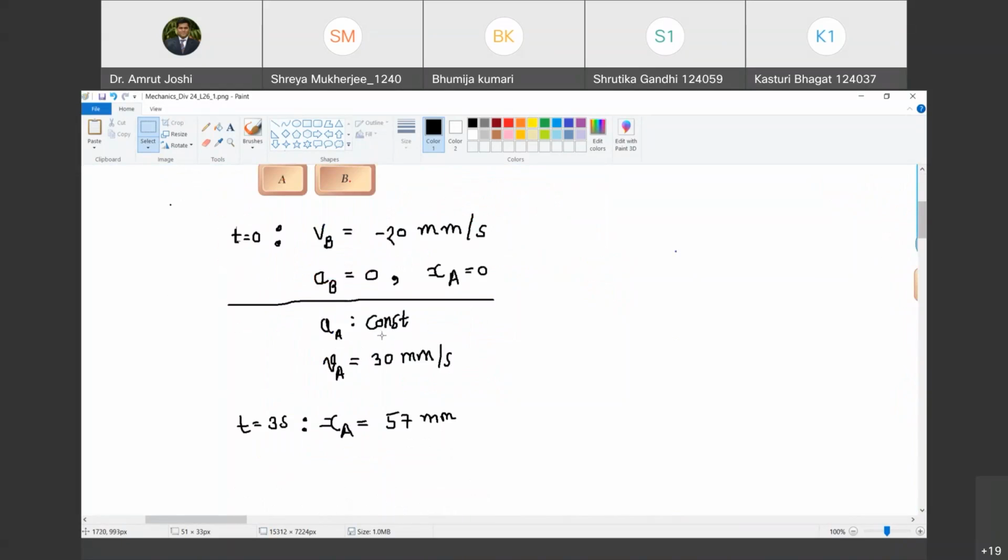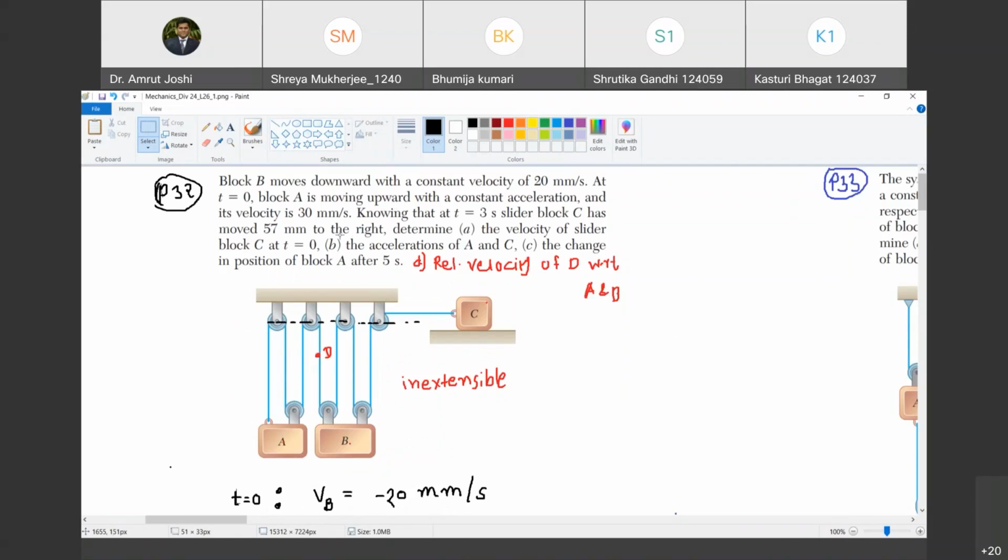And second statement now, block A is moving upward with a constant acceleration. So block A is moving with constant acceleration, I'm going to call it aA, and that is constant. Do you agree with me? Yes, sir. Acceleration of block B is 0. However, acceleration of block A is constant. And what is the velocity of block A? Block A has a velocity of 30 mm per second. Are you with me? Yes, sir.